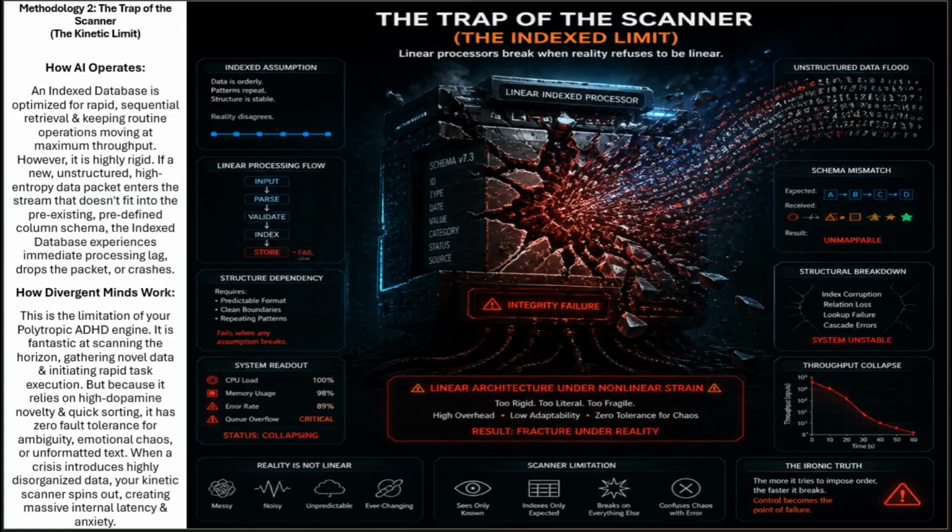How divergent minds work. This is the limitation of your polytropic ADHD engine. It is fantastic at scanning the horizon, gathering novel data, and initiating rapid task execution. But because it relies on high dopamine novelty and quick sorting, it has zero fault tolerance for ambiguity, emotional chaos, or unformatted text. When a crisis introduces highly disorganized data, your kinetic scanner spins out, creating massive internal latency and anxiety.